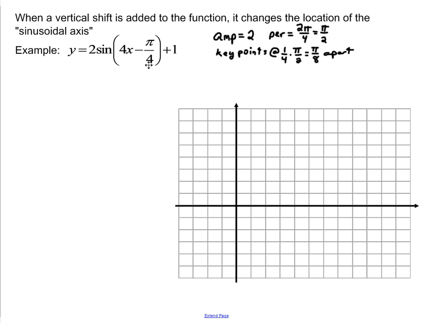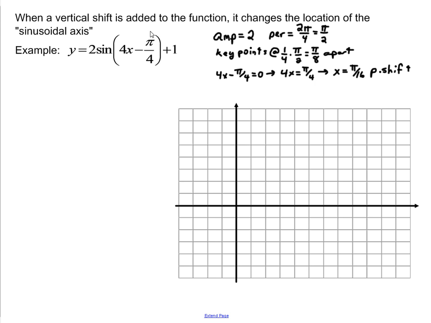Now, there is a phase shift. I find my phase shift by setting my argument, in this case 4x minus pi over 4, equal to 0, and then solving for x. So 4x equals pi over 4, which means I would multiply both sides by 1/4, and that gives me a phase shift of x equals pi over 16. And since that's a positive number, we've got a phase shift of pi over 16 to the right.